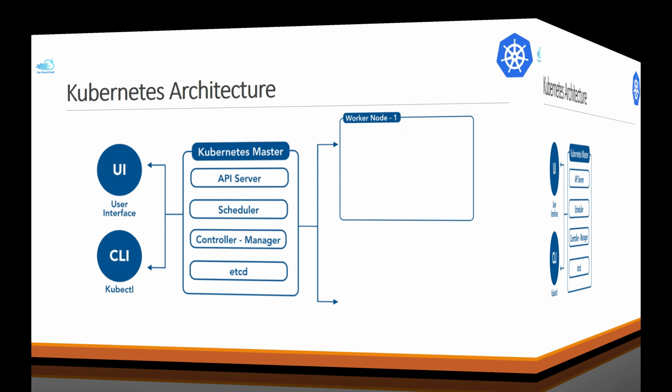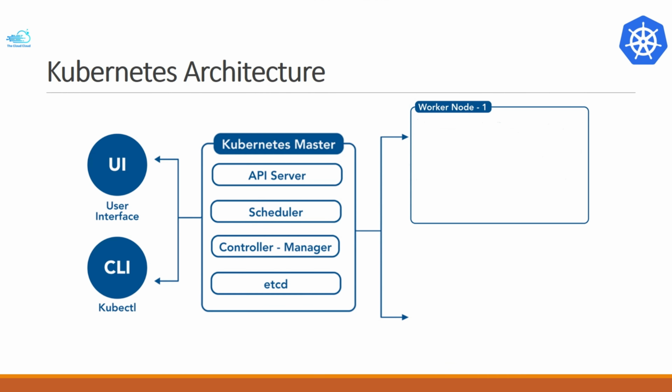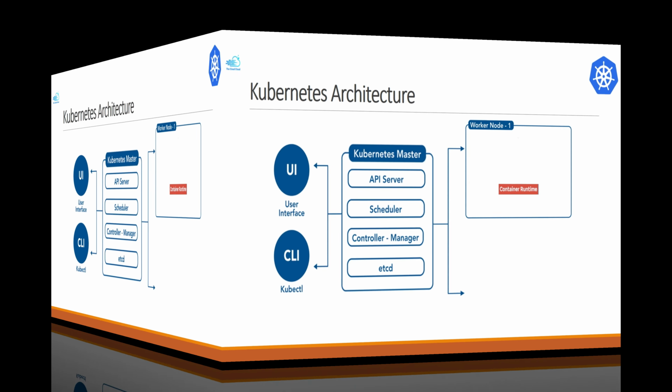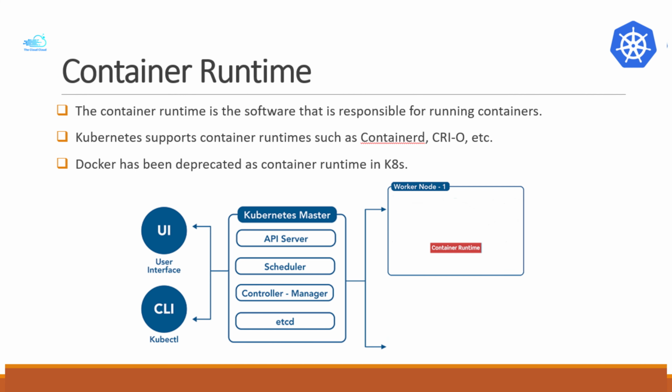Let's just see what are the major components in our worker nodes. There are three major components in worker node. Number one is container runtime, kubelet, and kube-proxy. Let's just see what is the container runtime. The container runtime is software that is responsible for running your containers. Kubernetes supports container runtimes such as containerd, cri-o. Kubernetes deprecated Docker as its container runtime.